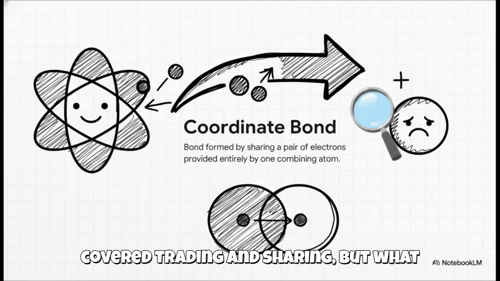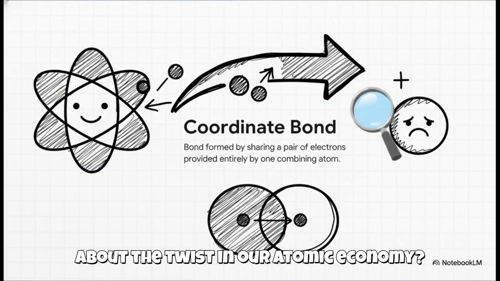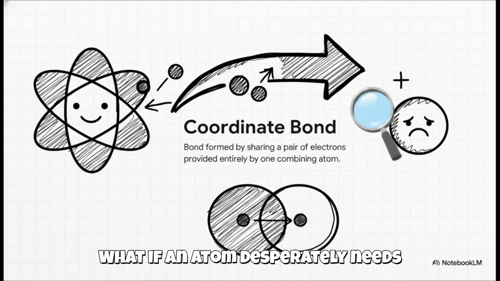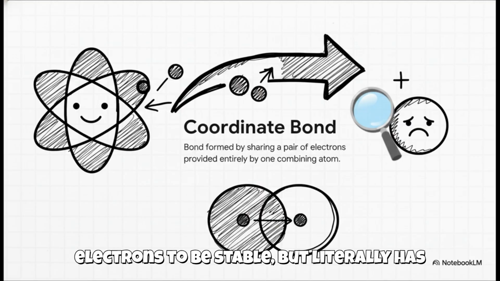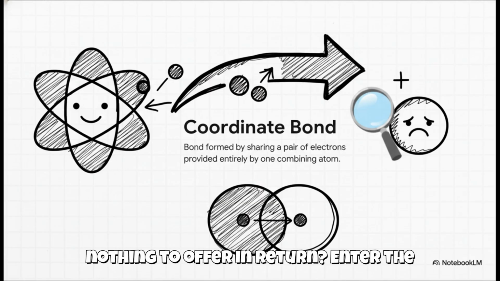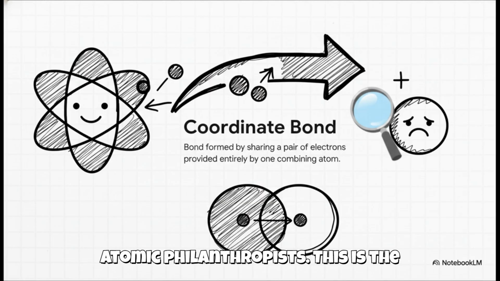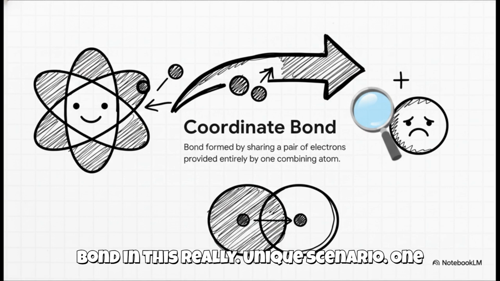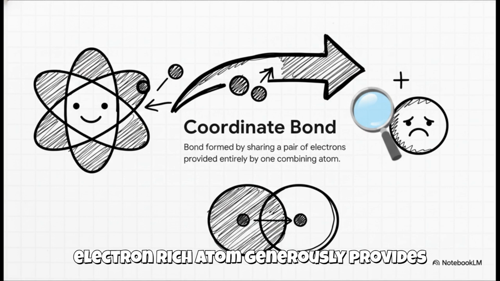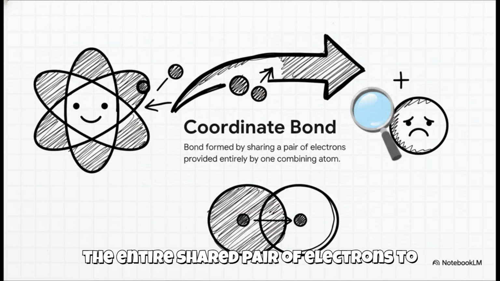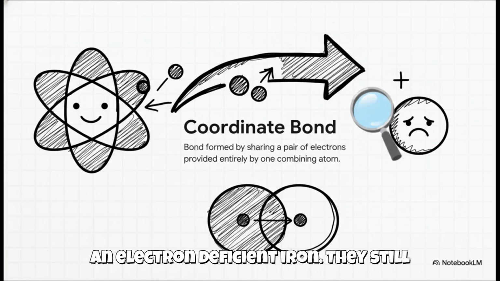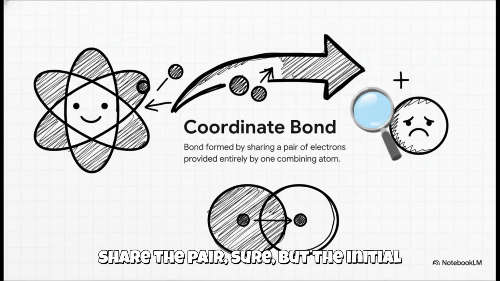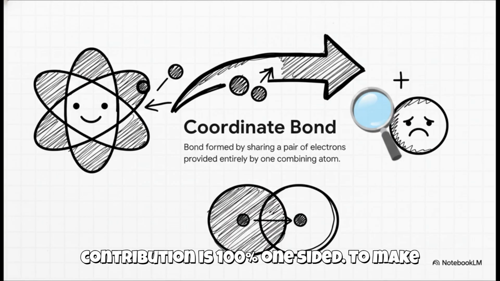So we've covered trading and sharing, but what about the twist in our atomic economy? What if an atom desperately needs electrons to be stable, but literally has nothing to offer in return? Enter the atomic philanthropists. This is the coordinate bond, also known as a dative bond. In this really unique scenario, one electron-rich atom generously provides the entire shared pair of electrons to an electron-deficient ion. They still share the pair, sure, but the initial contribution is 100% one-sided.